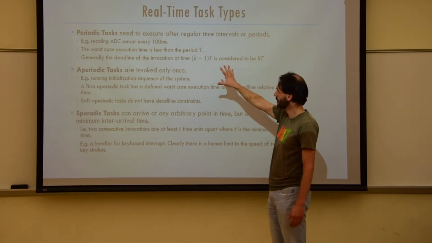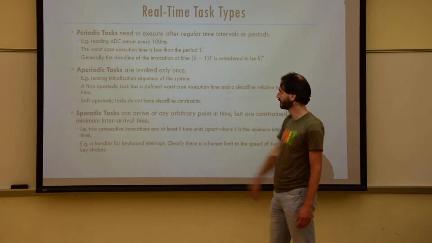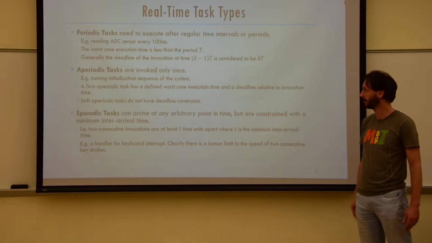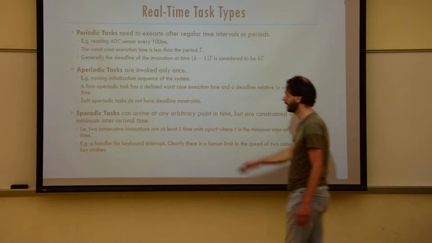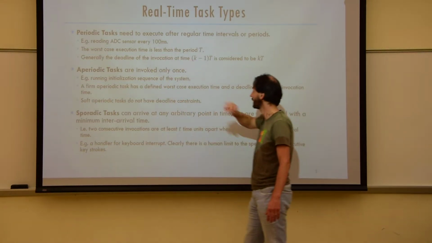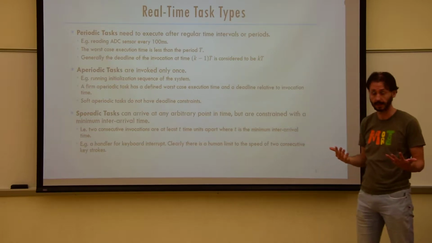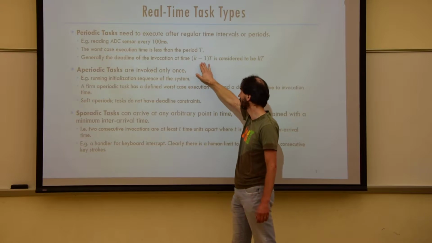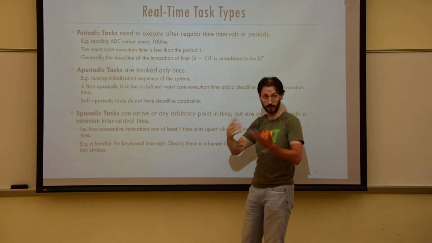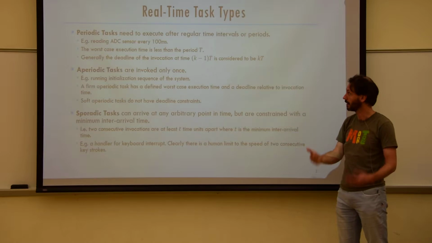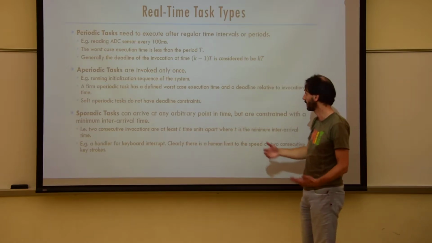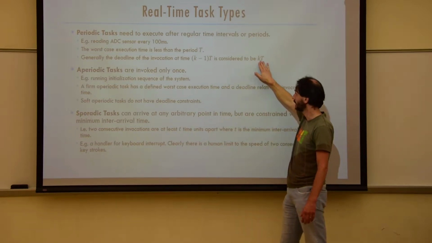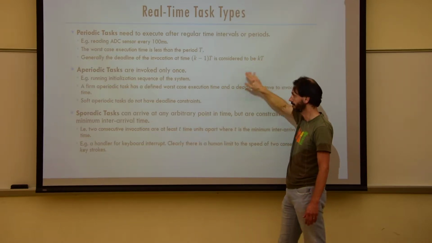But say we have these types of tasks. We have periodic tasks, like an ADC sensor that you want to read every 100 milliseconds. So the worst case execution time is less than the period T, of course, otherwise you cannot meet that deadline. And generally at the invocation time, so at (k minus 1) times T, you say, okay, I want to start sensing that ADC sensor again. I want to find out what it says. Then the deadline for this is considered to be a period T later, so at k times T.